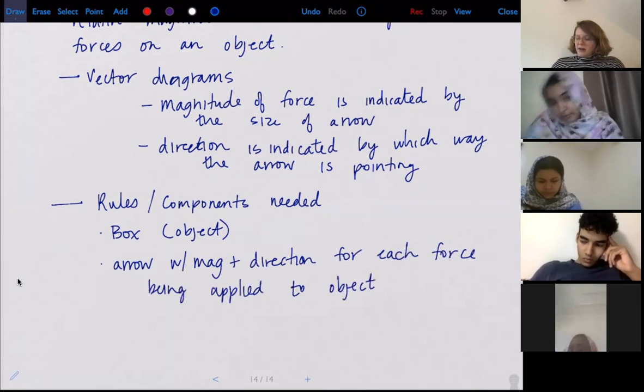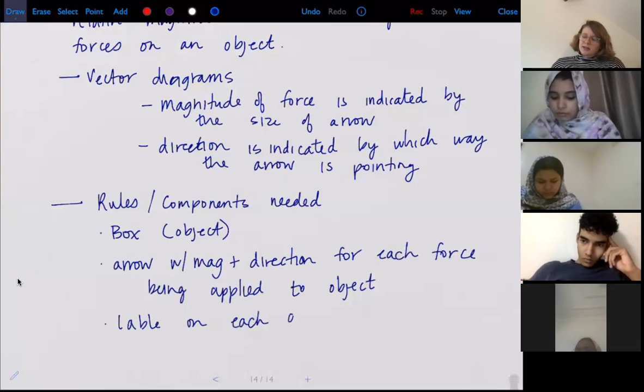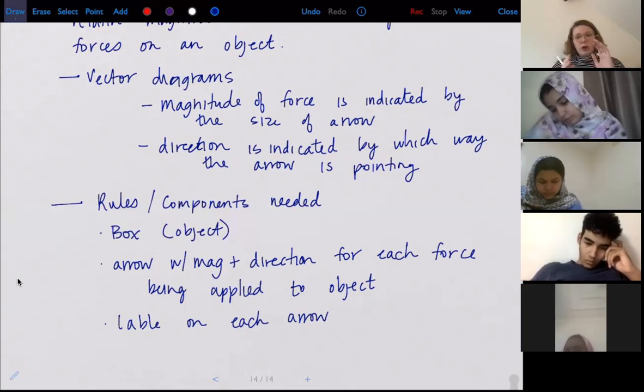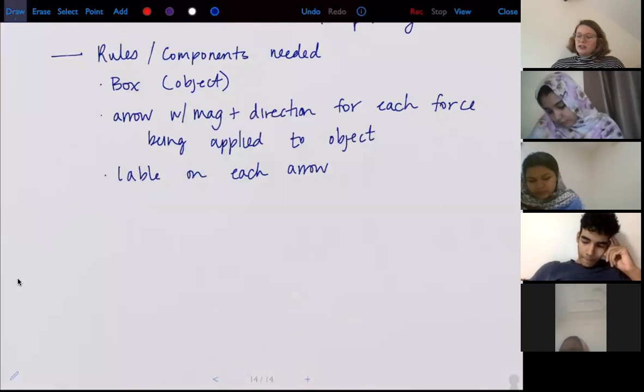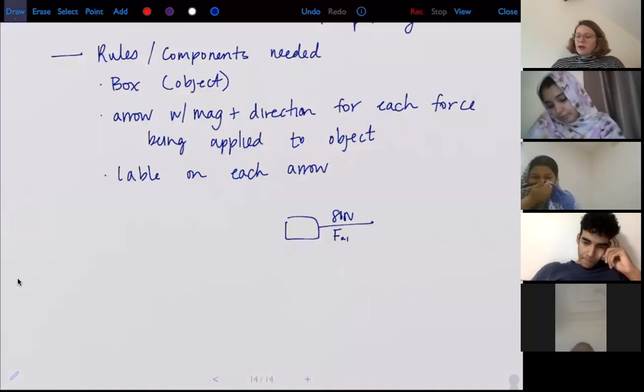And we also must have a label on each arrow. This is where the last section comes in: you really need to know all those different types of forces, all the contact and non-contact forces that we discussed. You have to know them because you're going to have to label them. Like I just had this one up here with 80 newtons, and this was F applied. You have to label them every time. So you can rewrite the magnitude, and under that, or to the side, you write the type of force that it is.